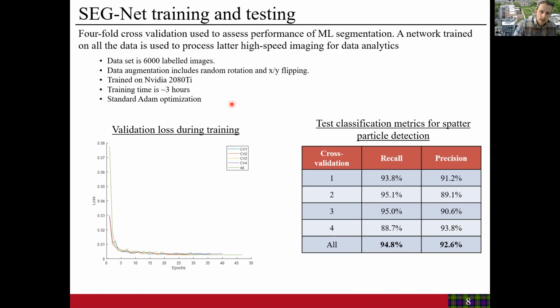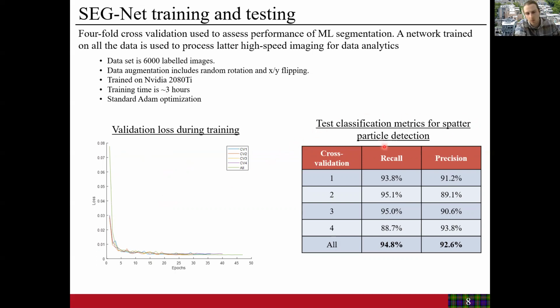Our data set here is 6,000 hand-labeled images for spatter and melt pool objects. During training, we include data augmentation, such as random rotations and XY flips. We train this on an NVIDIA 2080 Ti with a training time of roughly 3 hours, and we use standard Adam optimization hyperparameters. On the bottom left here, we show the validation loss during training as a function of training epochs, and we show the convergence of all the networks to similar loss values in a similar period of time, indicating network generalization.